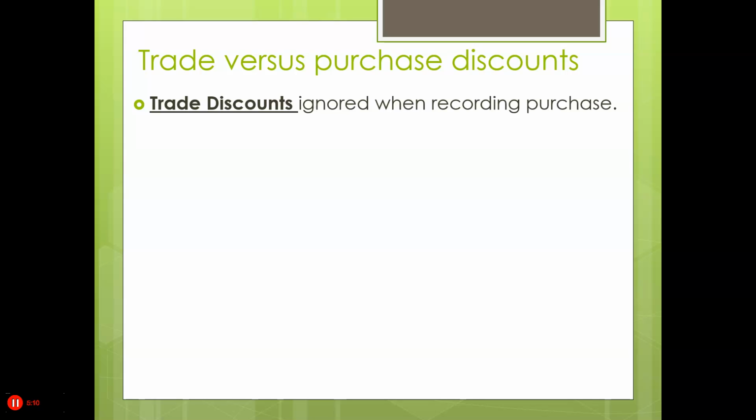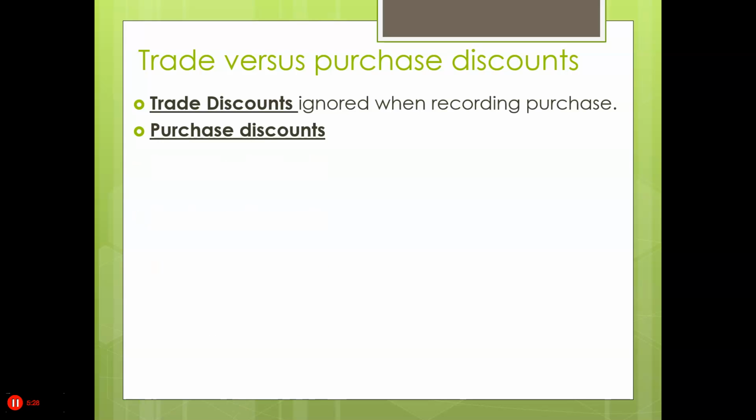Trade discounts. We ignore them when recording the purchase. Why? Because companies use trade discounts so they don't have to keep changing their prices. So they'll say one costs $10. If you buy 100 of them, they cost $8 each. That's a trade discount. We only record what we paid for them.